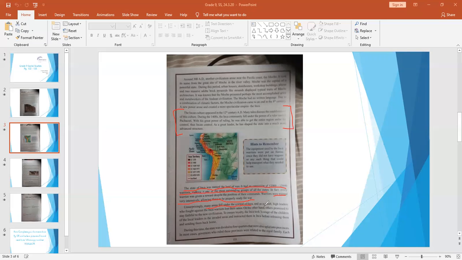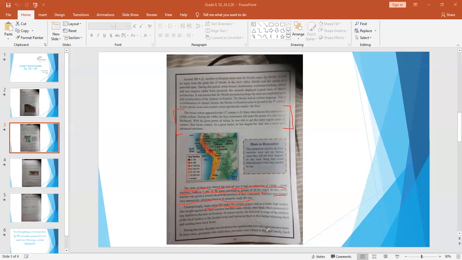On the other hand, others promised to stay faithful to the new civilization. To ensure loyalty, the Inca took hostage the children of the local leaders in the invaded areas and instructed them in Inca before releasing them and sending them back home. During this time, the state was divided into 4 quarters that were also split into provinces. In most cases, governors who ruled these provinces were related to the royal family.